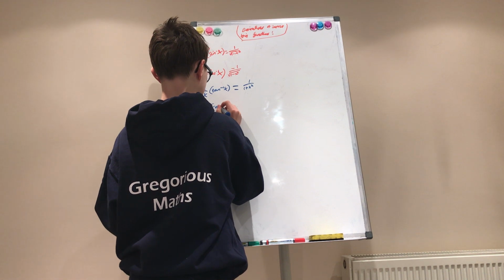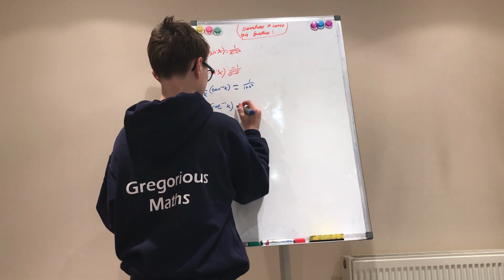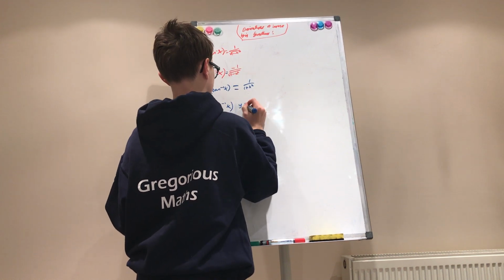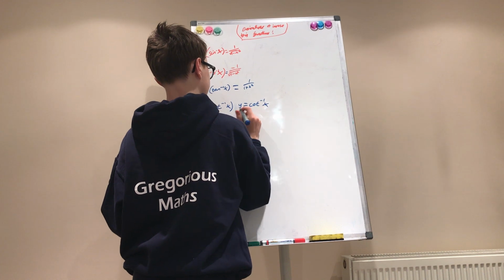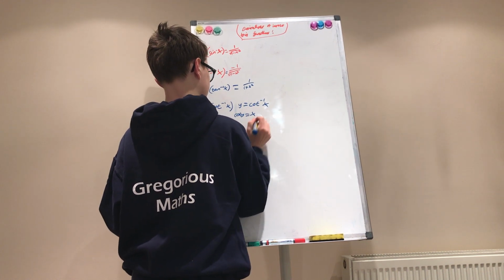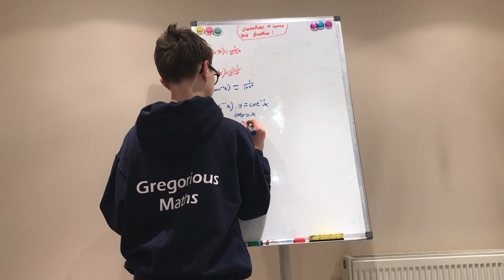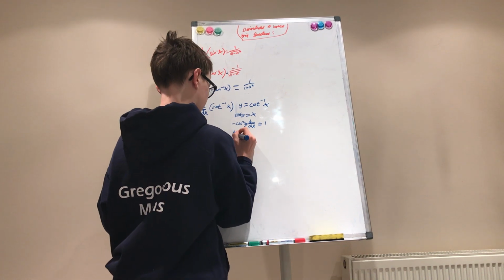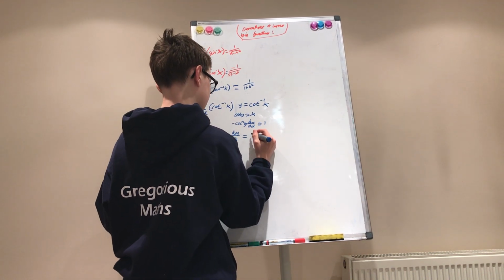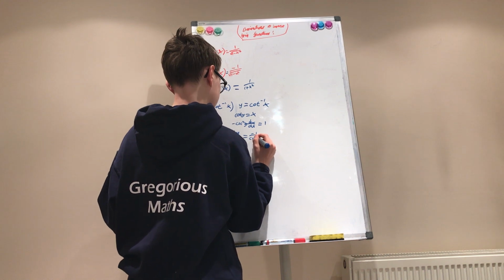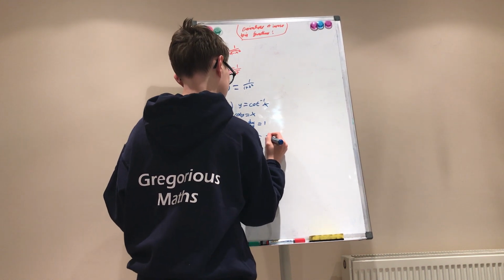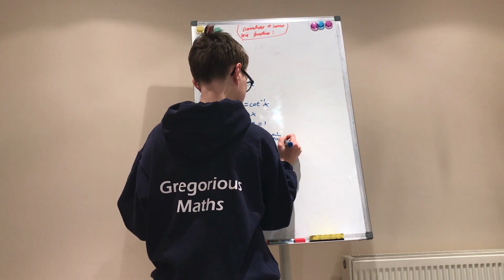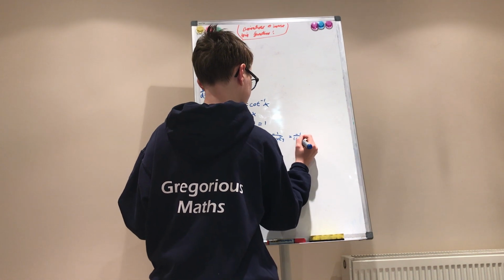But first let's do cotangent, inverse cotangent of x. So let y equal inverse cotangent of x. Therefore cotangent y equals x. Therefore negative cosecant squared y dy dx is 1. Therefore dy dx equals negative 1 over cosecant squared y, which equals negative 1 over 1 plus cotangent squared y, which equals negative 1 over 1 plus x squared.